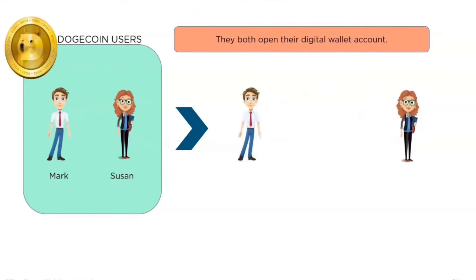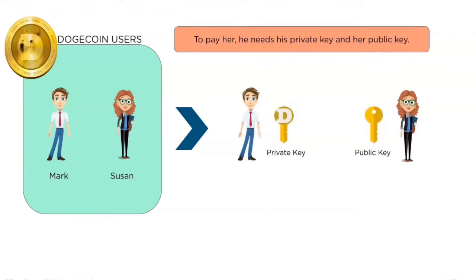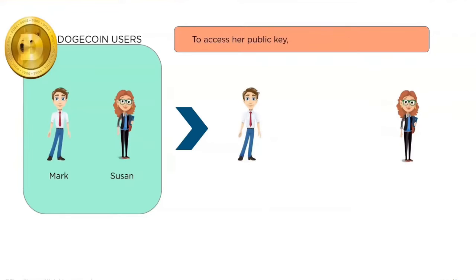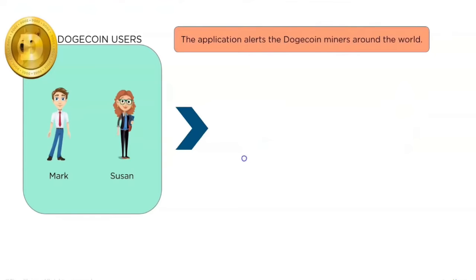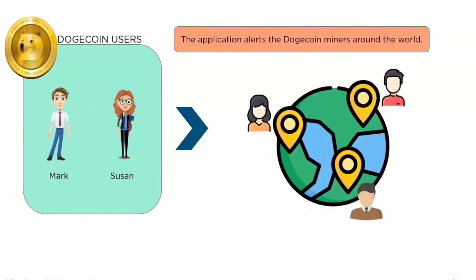They both open their digital wallet account. To pay her, he needs two essential pieces of information. First, his private key, and second, her public key. To get access to Susan's public key, he needs to scan a QR code from his smartphone. Then the application alerts all the Dogecoin miners around the world to proceed further with the process.